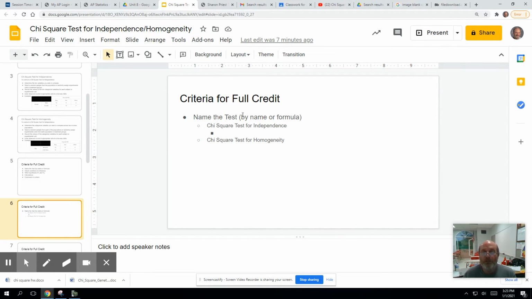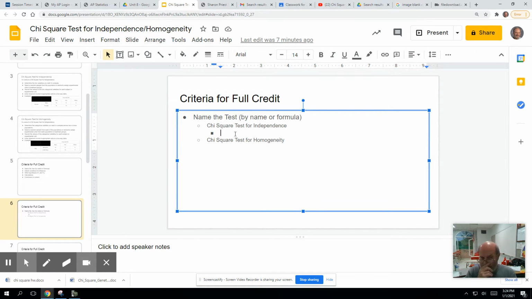When we look at the chi-square test, with the criteria for full credit, we're going to name the test. If we have one sample, 2 different categorical variables we're comparing, we're going to use a chi-square test for independence. Okay, this is when we have 1 sample, just getting ahead of myself, and 2 categorical variables.